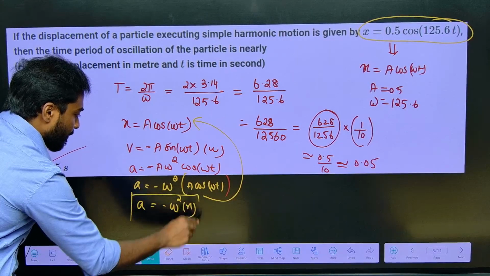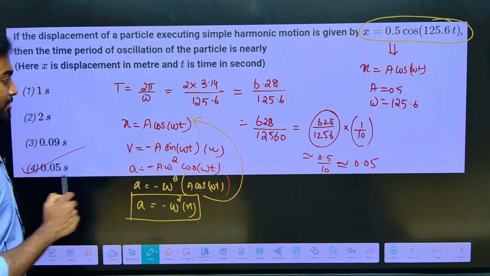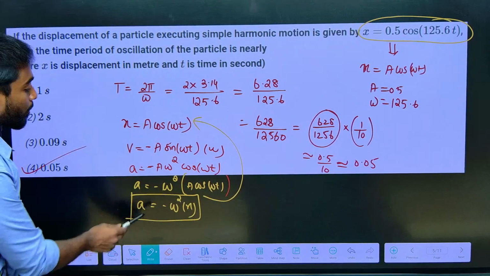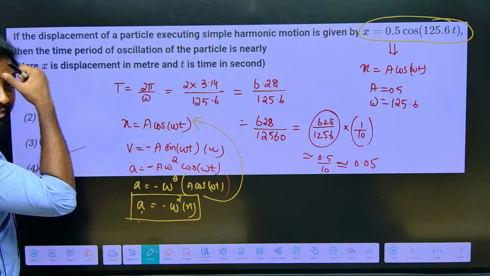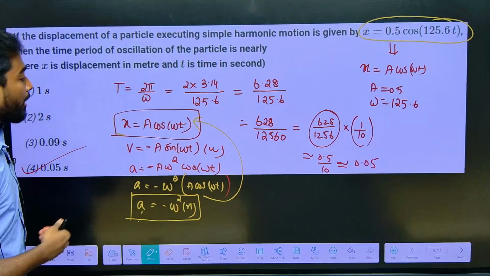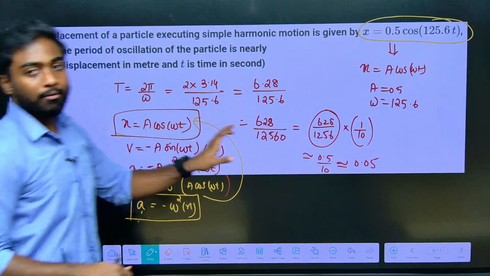Is this the equation you have looked at in the IP equation? Yes, from the IP point of view, you would have got this equation. What is the acceleration of the oscillation? Minus omega square times x. x is nothing but the displacement. What is x? A cos of omega t. Got it? So that's the thing we have applied here.